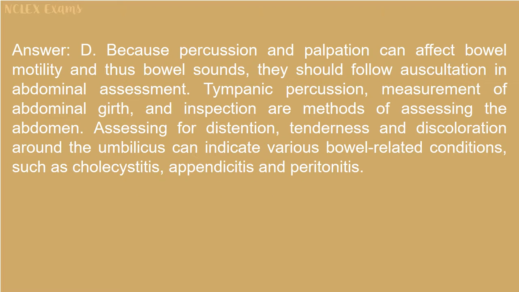Answer, D. Because percussion and palpation can affect bowel motility and thus bowel sounds, they should follow auscultation in abdominal assessment. Tympanic percussion, measurement of abdominal girth, and inspection are methods of assessing the abdomen. Assessing for distension, tenderness and discoloration around the umbilicus can indicate various bowel-related conditions, such as cholecystitis, appendicitis and peritonitis.